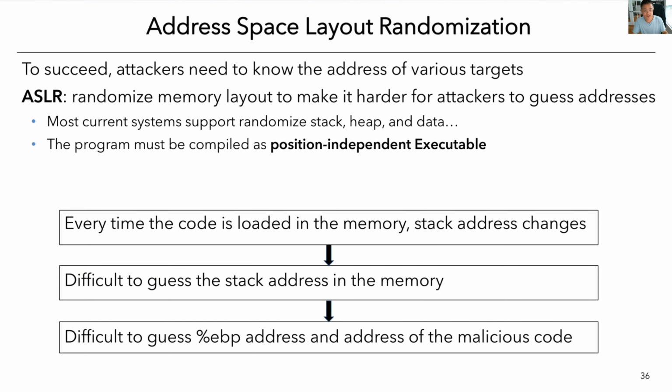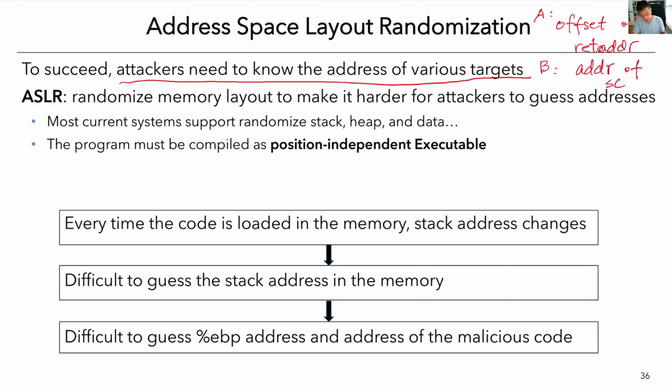Now, address space layout randomization. As we have mentioned, the attacker needs to know the address of various targets. In the buffer overflow, you need to know the offset of the return address. So this is task A. In task B, you need to know the real-time address of the shellcode. So if we can randomize the memory layout, it will make it harder for the attacker to guess those addresses.